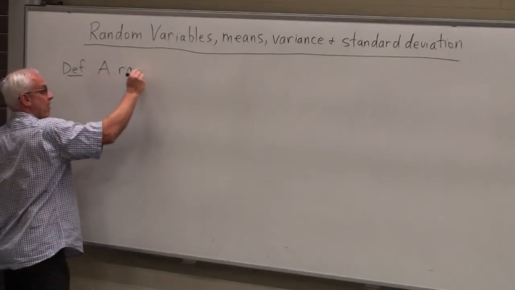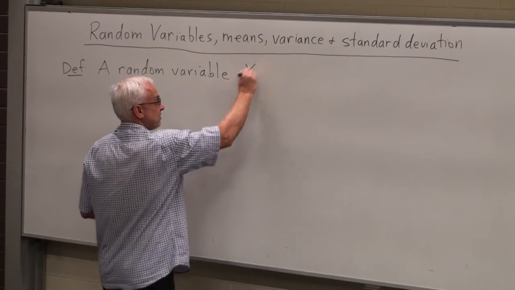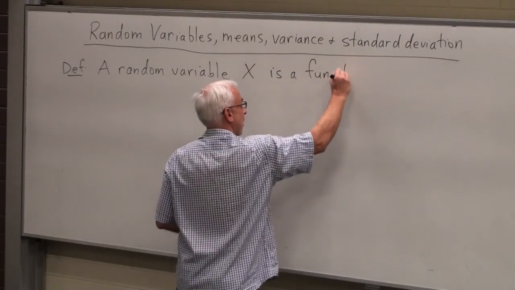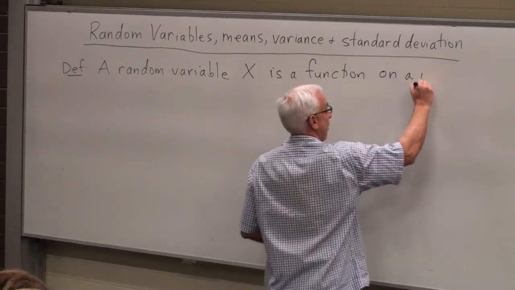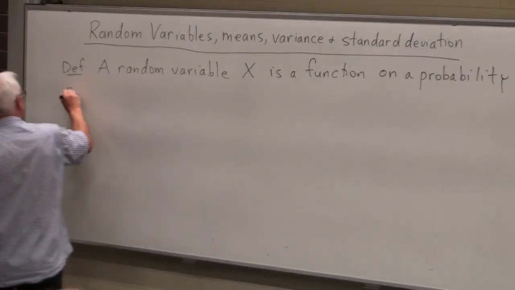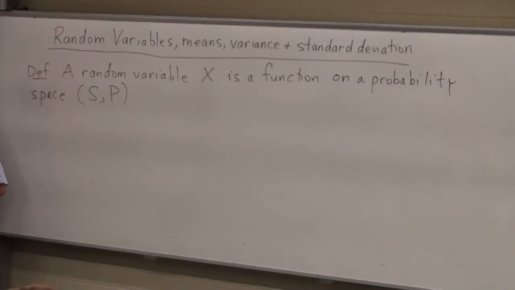A random variable, usually or often denoted, say, X, is just a function on a probability space. And the probability space we usually denote by S and P, and I remind you that that means that S is a sample space, that's the set of outcomes that we're looking at to some experiment, and P is some probability measure on that that assigns relative probabilities to the various outcomes.